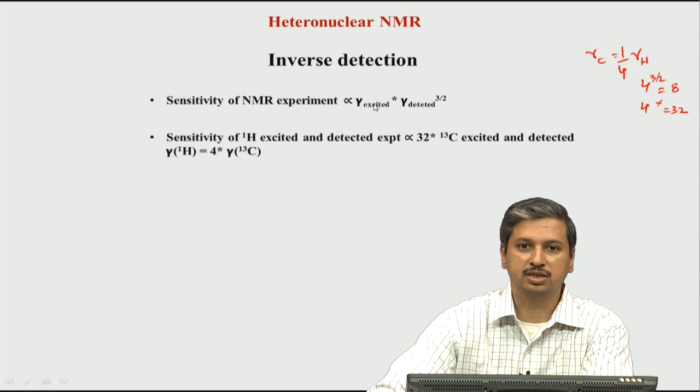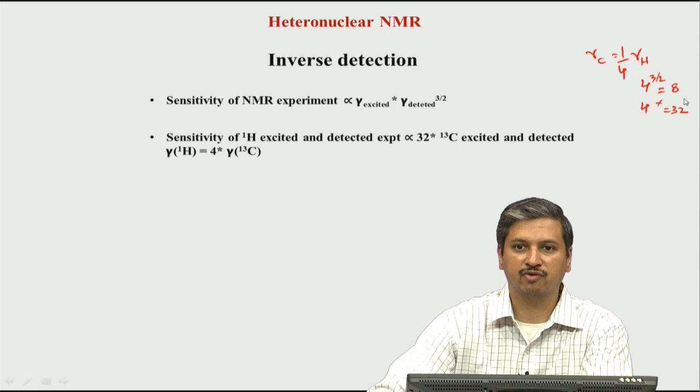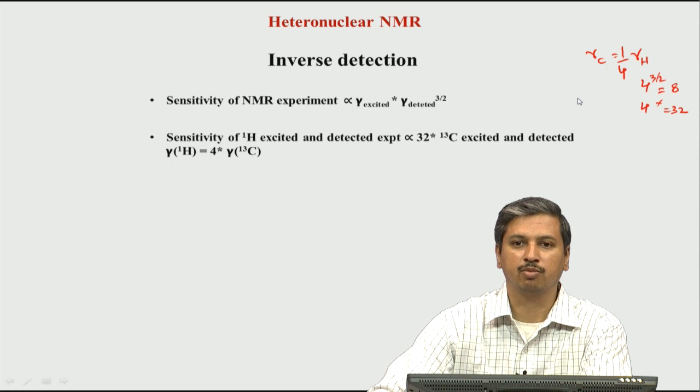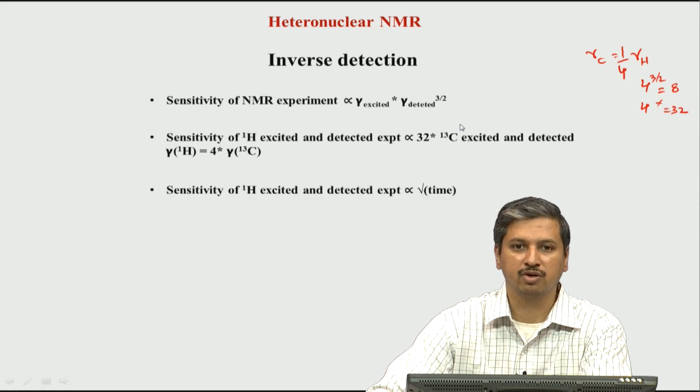Now, if I excite with proton but detect with carbon, which we saw in HETCOR, even then there will be a factor of 8, because the excitation is 1 since I am using hydrogen, but if I detect carbon, I will get 8 times less sensitivity compared to what I would get if I also detect proton. So, therefore, as you can see, proton excitation and proton detection is always the preferred way to go about. Okay.